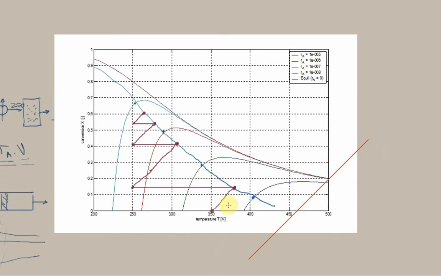So we can identify a maximum rate line, and then our CSTRs, each of them will be operating at the maximum possible reaction rate. So that is one thing that we can do. So if we want to accomplish small reactors, we can operate on this maximum rate line.